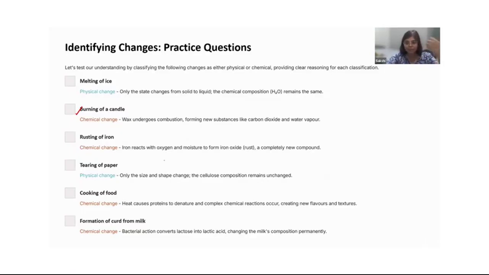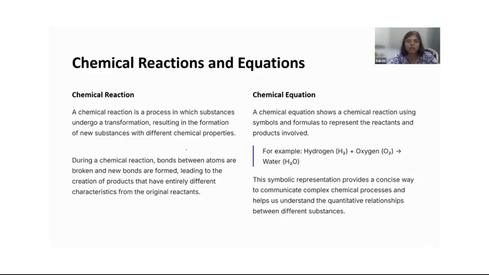The wax gets combusted, it undergoes combustion, it forms carbon dioxide and water vapor is formed, right? So burning of a candle is actually a chemical change. Then rusting, which we have already discussed, clearing of paper, cooking of food, formation of curd from milk. So this is for you to check your understanding, whether you have understood it or not. Let us move forward.